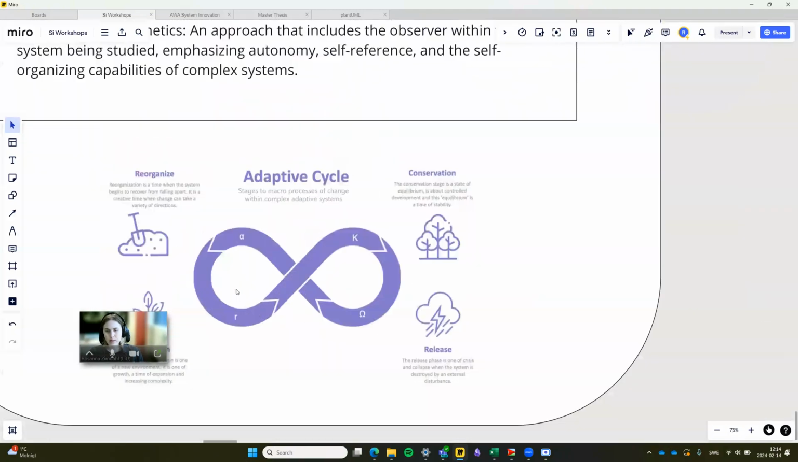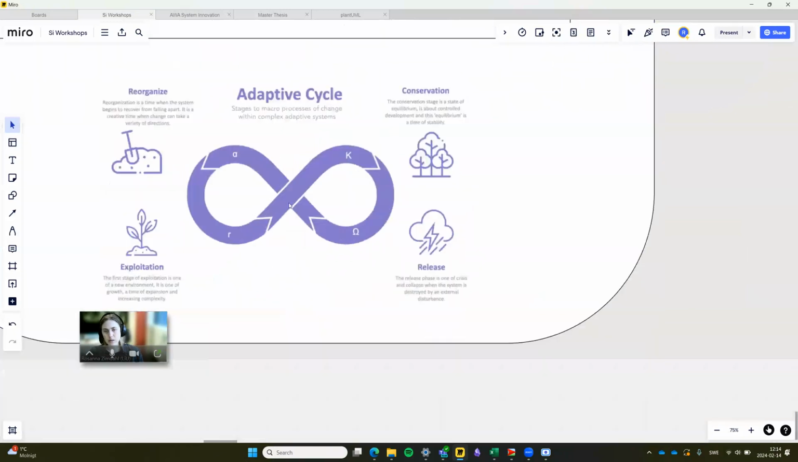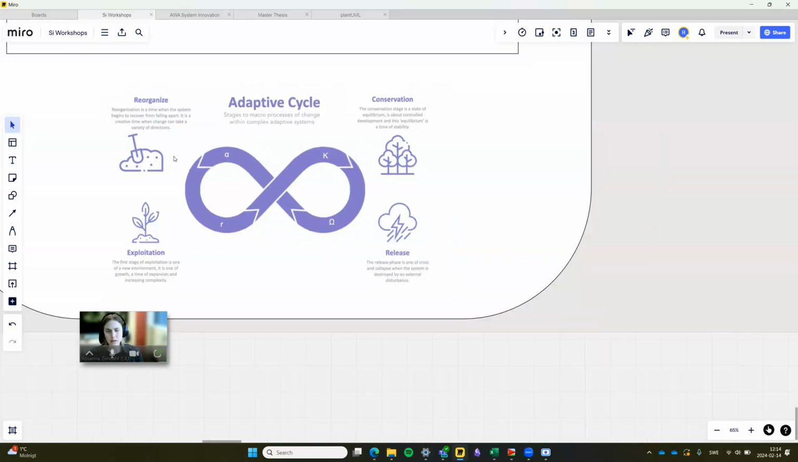And we have an adaptive cycle here. So this is how the complex adaptive system is behaving, on and on, looping infinitely. So it reorganizes itself because it needs to adapt to its new circumstances. Then it will use this new organization to grow, to do something new. Then it will find this equilibrium state, this stable state, homeostasis. And then there will be some external influence, something that disturbs the system, which releases some of the stable part, and it needs to reorganize itself again. Then it goes on and on.